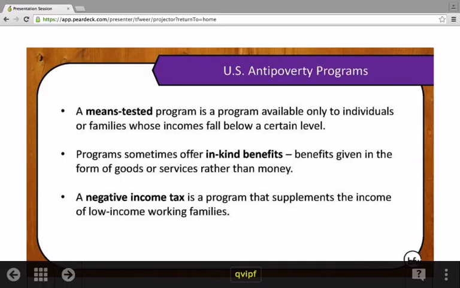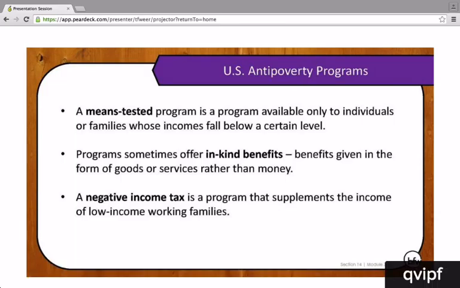So let's look at these kinds of programs. Okay, a means-tested program is simple. The government establishes criteria like a level of income, and if you earn less than this amount, you qualify for benefits. These are the classic welfare programs that most developed nations use to alleviate poverty.